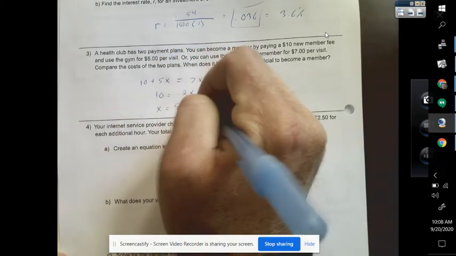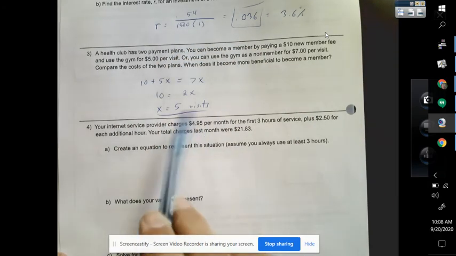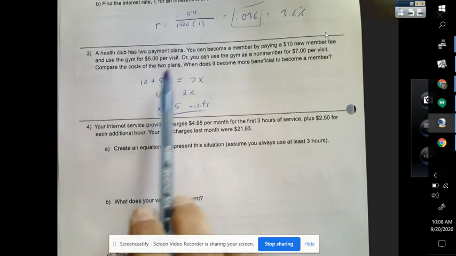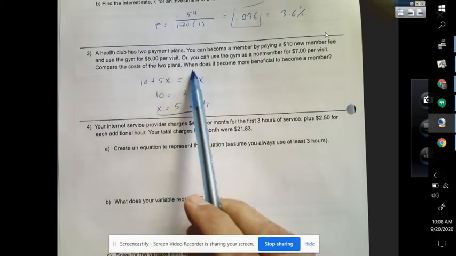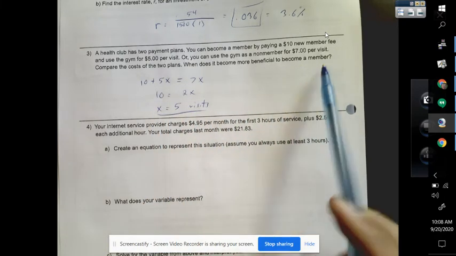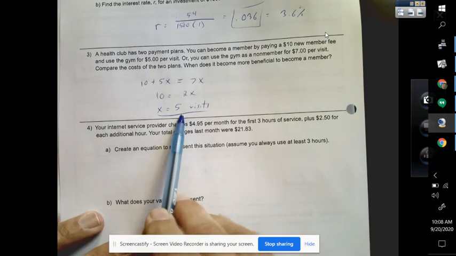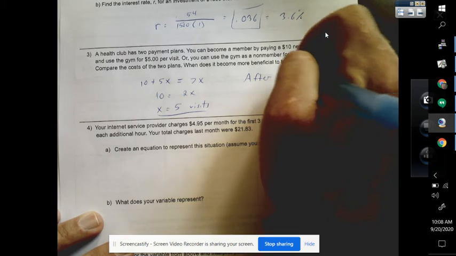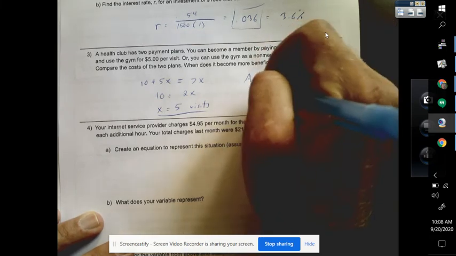So 5 visits. But please be careful sometimes in math class, because this used to be me when I was in high school. I'd be like, yeah, I got the right answer, rock on, hand it in, and I'd get a few points off. Make sure to read directions. When does it become more beneficial to become a member? This is when they're equal. So after 5 visits, it is more beneficial.